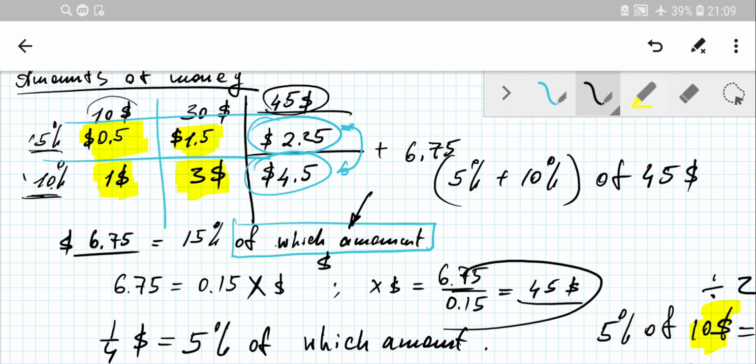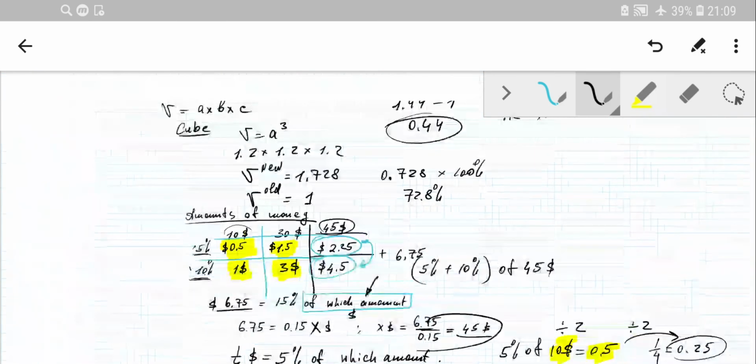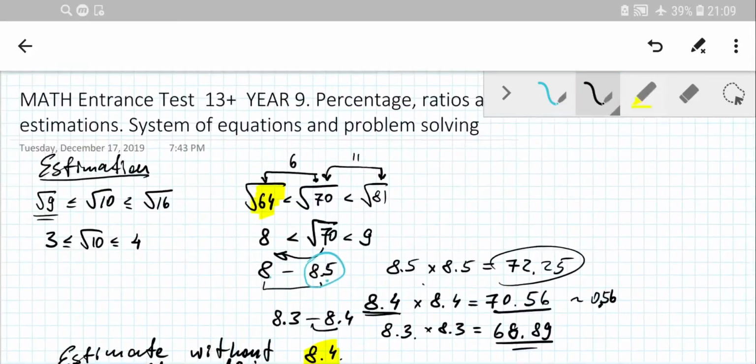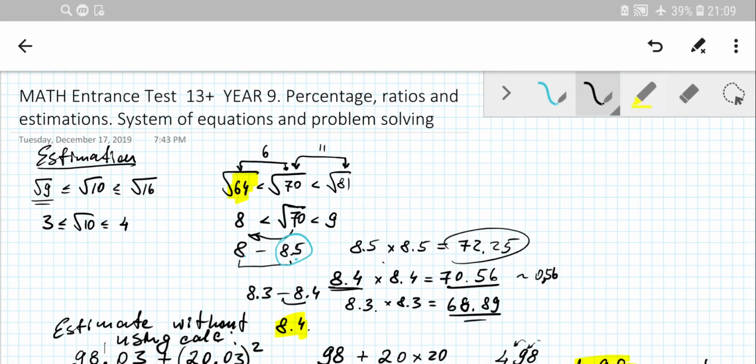Okay, so guys, let's stop for a while because it's pretty enough. We didn't cover problem solving and systems of equations and ratios. So ratios will be for the next time, and problem solving also for next time. That will be part 3.